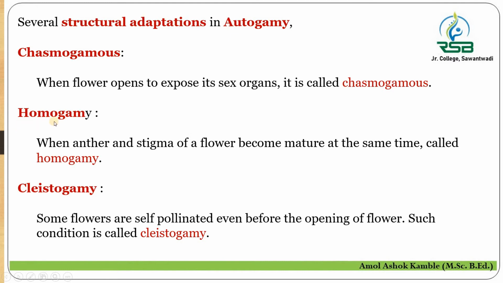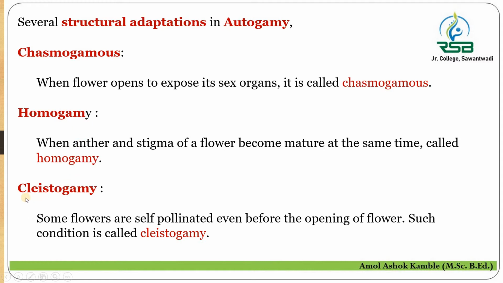What happens in the second structural adaptation in autogamy? That is the homogamy. Here in homogamy, the anther and stigma, that is the male and female parts of the flower, mature at the same time. They mature at the same time. The anther and stigma in the flower mature at the same time. It is called the homogamy.